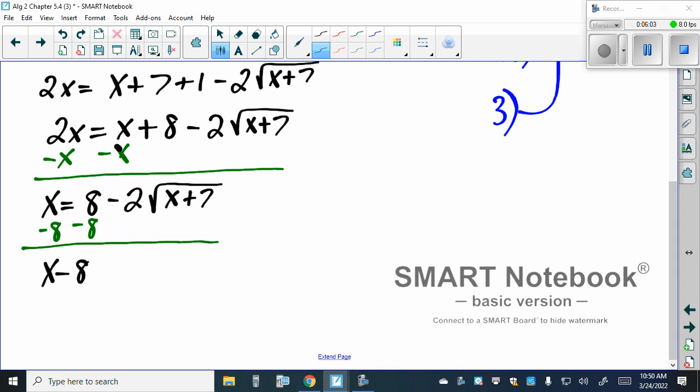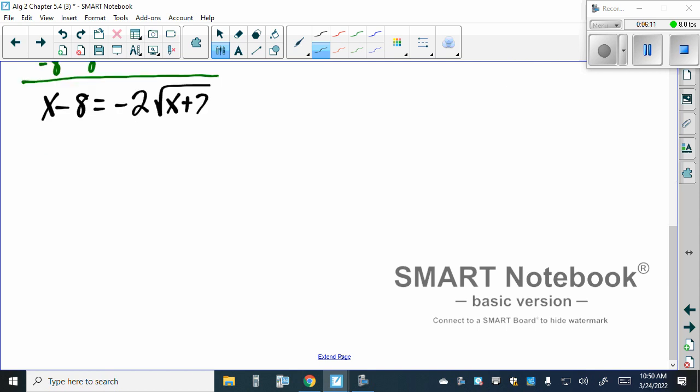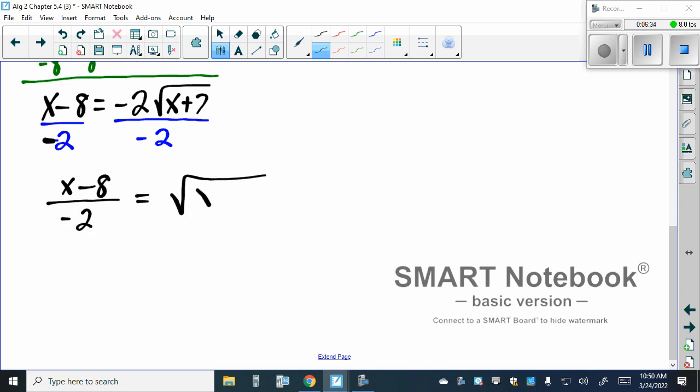x minus 8 is equal to negative 2 square root of x plus 7. Is the radical by itself? No. What do we got to do? We have to divide both sides by negative 2, which will tell us that we have x minus 8 divided by negative 2 is equal to the square root of x plus 7. We can leave it as negative 2 in the denominator.